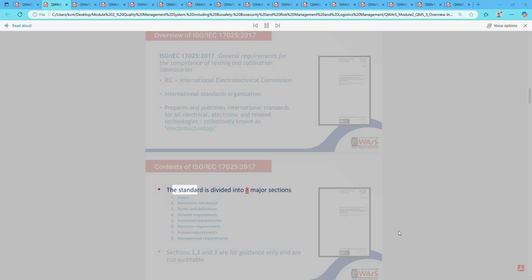Contents of ISO/IEC 17025:2017. The standard is divided into 8 major sections. 1. Scope, 2. Normative references, 3. Terms and definitions, 4. General requirements, 5. Structural requirements, 6. Resource requirements, 7. Process requirements, 8. Management requirements. Sections 1, 2, and 3 are for guidance only and are not auditable.